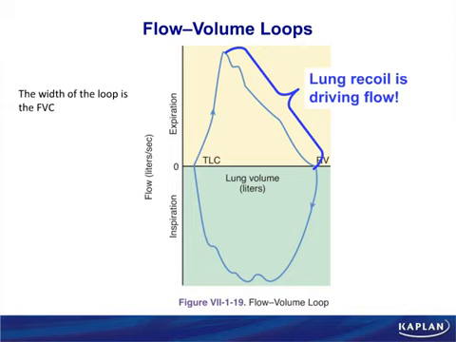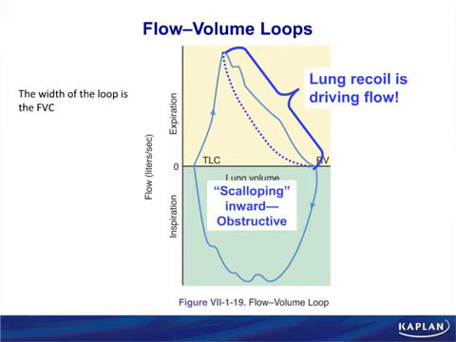So this portion of the curve is what we call the effort independent. It's no longer dependent upon effort. It's the lung recoil driving the flow, and lung recoil is a property of the respiratory system, no longer dependent on effort. Now, one of the things that happens to this effort independent portion is it will scallop or bow inward, as illustrated by the dashed blue line. This is very characteristic of an obstructive patient.